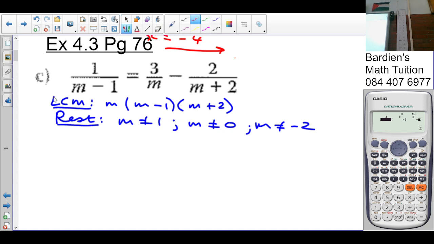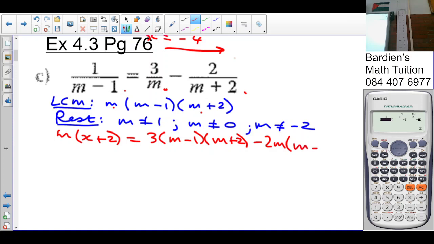So, what must M minus 1 be multiplied by to get the LCM? M into M plus 2. So it's 1 M, which is M, into M plus 2. What must this be multiplied by? M minus 1, M plus 2, not so? So it's 3 into M minus 1, M plus 2. What must this be multiplied by? M plus 2. So it's 2M into M minus 1. Okay. Now what?